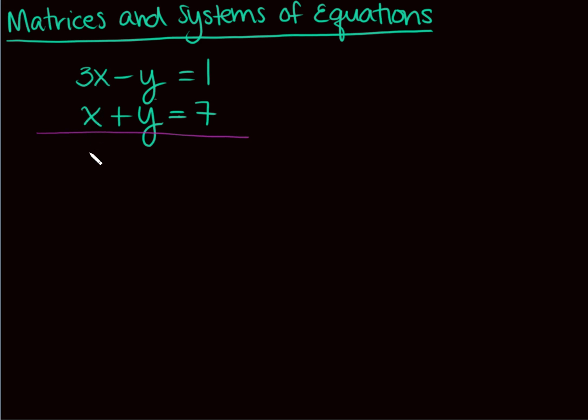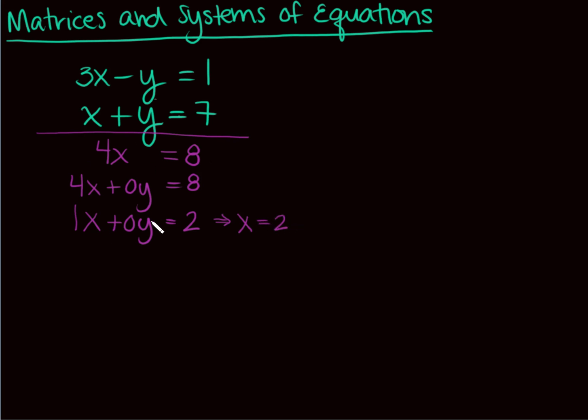I would get 3 plus 1, which is the 4x. Here I would get negative 1 plus 1, which is 0. And then here I get 1 plus 7, which is 8. If you notice, everything that I'm really doing only involves the coefficients. So on this first one, technically this is 4x plus 0y equals 8. And then I can solve for x by dividing everything by 4. Really, you're dividing the 0y by 4 also, right? And you get 2. So look at what I have: 1x equals 2, from which we can see that x equals 2.